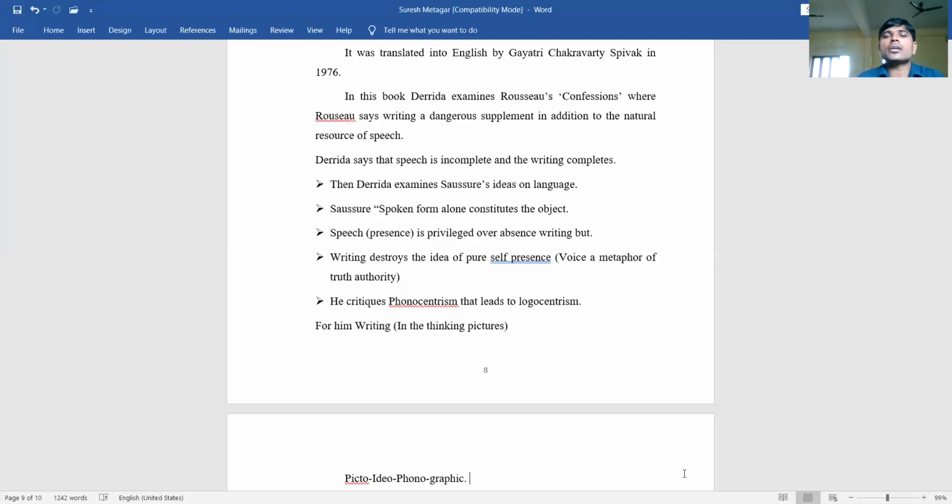So he critiques phonocentrism that leads to logocentrism. These two words, phonocentrism and logocentrism. Phonocentrism means giving more importance to sound, that is words or speech. That leads to logocentrism. Logos in Greek means word or truth or fixed meaning. So if you give importance to sound, whatever we speak, and we believe it and consider it as truth, that leads to logocentrism. But it is not truth.